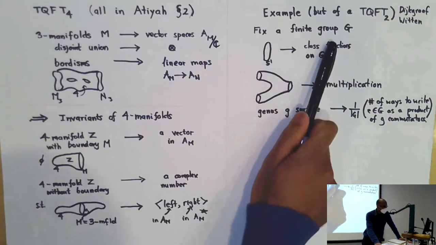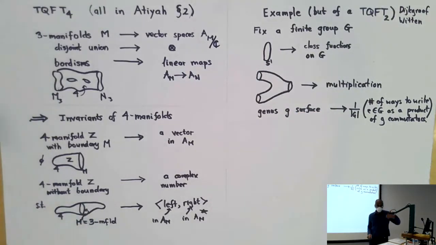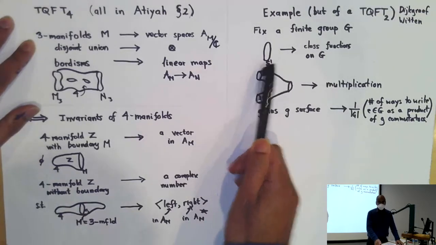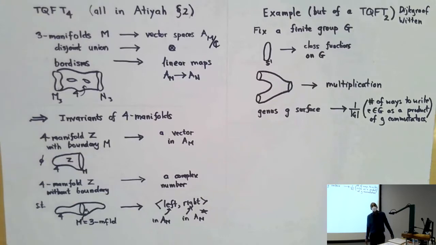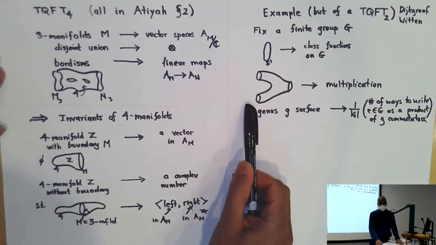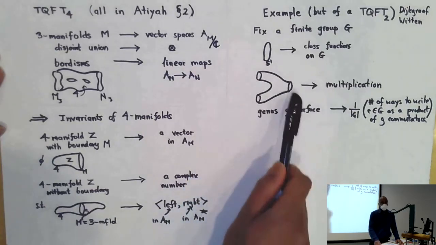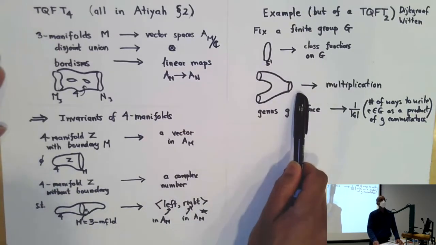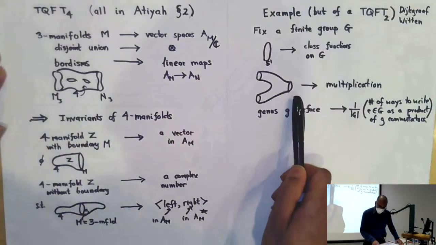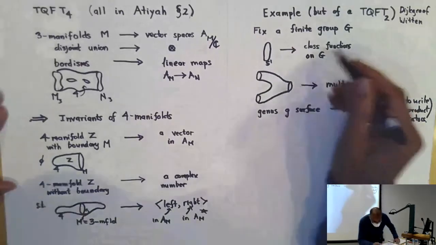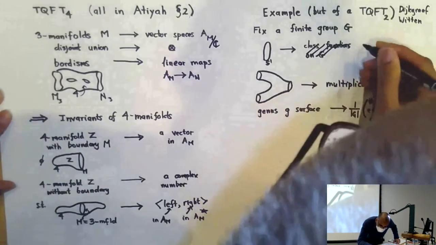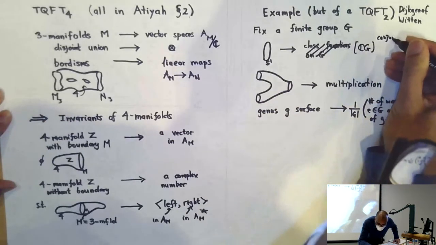So you fix a finite group G. Now, since I've gone two dimensions down, I should assign one manifolds vector spaces. And so for one manifold, just a bunch of circles, the circle is assigned the vector space of class functions on G, okay? That is, functions that are conjugacy invariant, a finite dimensional vector space. This picture is a bordism between the union of two circles and one circle. So it should give you a map from class functions tensor class functions to class functions, and that function, I've said this wrong, sorry, this should be the group algebra. The conjugacy invariant functions in the group algebra.